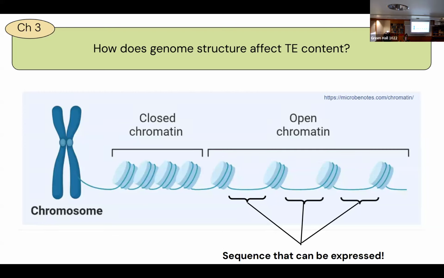The chromatin landscape of a genome shapes TE dynamics over time, since only sequence in open chromatin can actually be expressed. Previous work in maize has shown that open chromatin regions comprise only about 2% of the maize genome, but are strongly associated with gene expression and recombination. TEs in open chromatin have the potential to greatly affect genome fitness and function and should be strongly selected against.